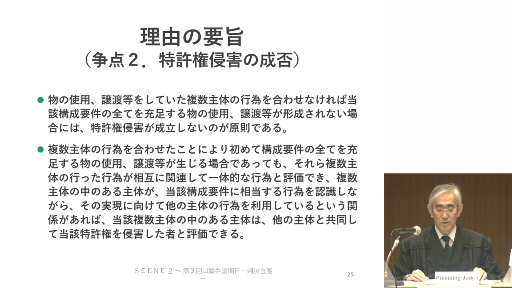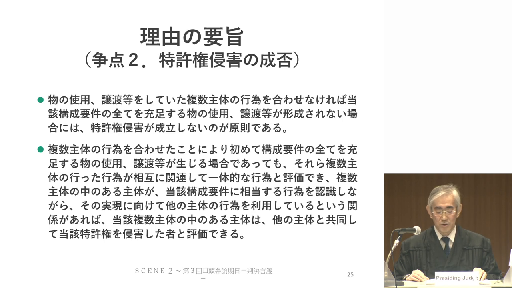Next, I want to move to where the defendant infringes the patent right in the system involving multiple actors. A system is an invention of a product, and in order for a product to fall within the technical scope of the invention, the product must satisfy all of the elements of the invention. Infringement of a patent on an invention of a product occurs when something that satisfies all of the elements is used or assigned. If this is the case, infringement of a patent right for an invention of a product is usually committed by a single actor that uses or assigns a product that satisfies all of the said elements.